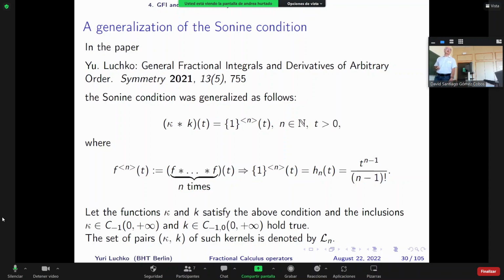And of course, in the case of the standard Riemann-Liouville fractional integrals and Riemann-Liouville fractional derivatives, these conditions are fulfilled, because they also are defined for arbitrary order alpha, and the kernel of the Riemann-Liouville fractional integral can be singular in the case alpha is between 0 and 1, or not in the case alpha is greater than 1. But the kernel of the fractional derivative is always singular.